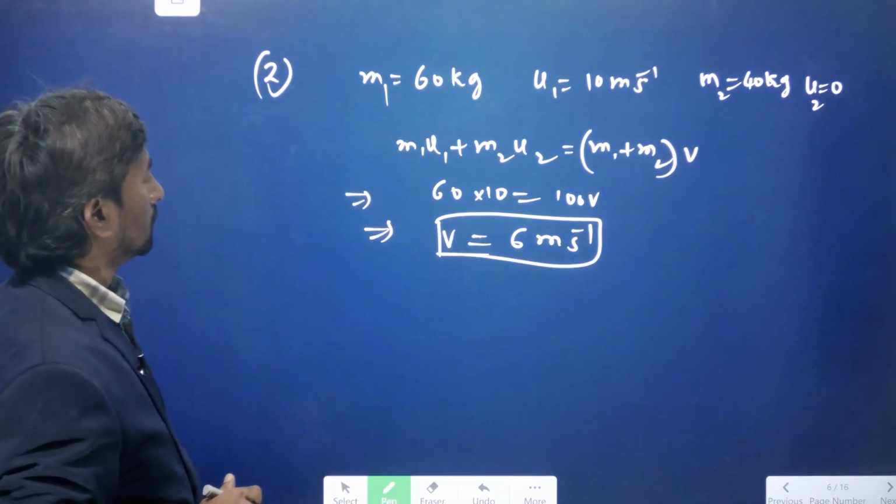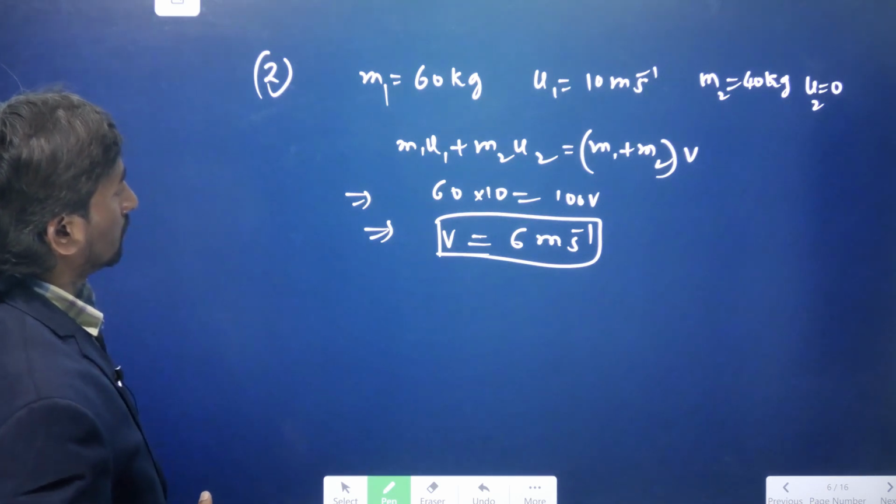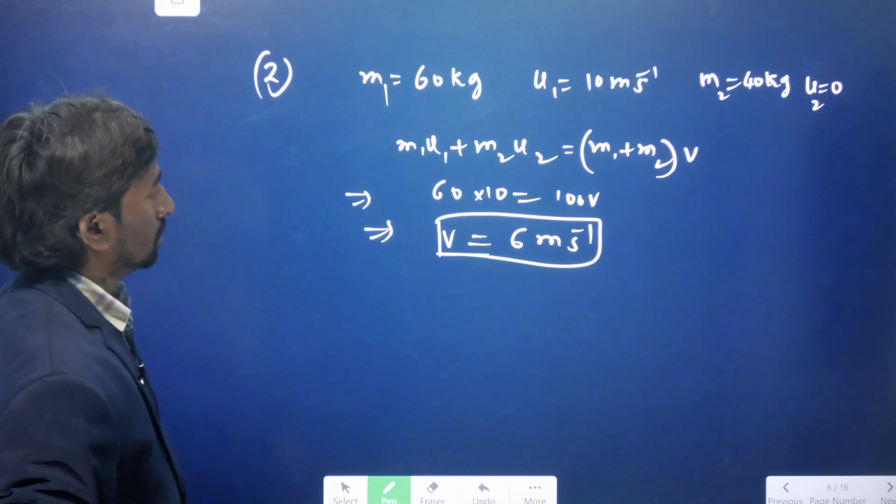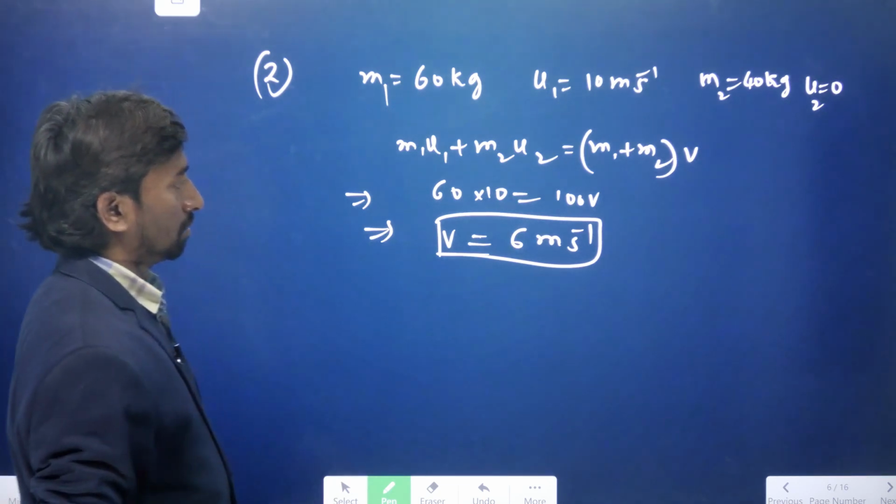So after the collision the bodies stick together and move with this velocity, with 6 meter per second.